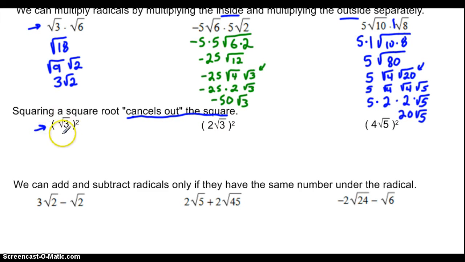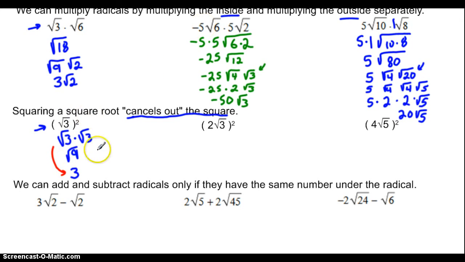The square root of 3 squared. Squaring something is like multiplying it by itself. So the square root of 3 squared is just the square root of 3 times the square root of 3. And remember, we multiply the values on the inside of that square root symbol. So that's going to be 3 times 3, which is the square root of 9. Wait a second. The square root of 9 is just 3. So if you look at what's happened here, the square root of 3 squared is just 3.